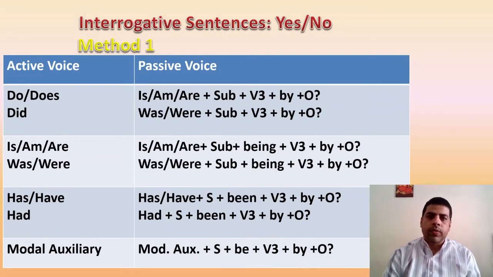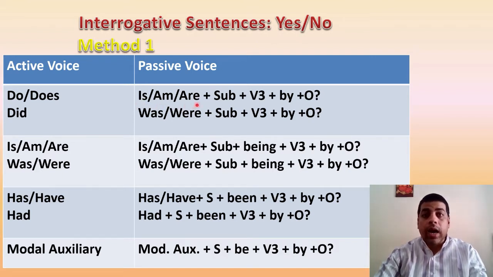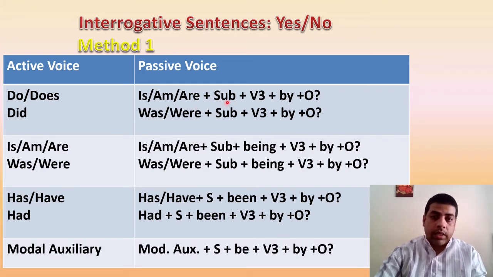Let's look at the table that is given to you. Our yes-no question in simple present or simple past begins with the do form. If it is simple present, the question begins normally with do or does. In that case, you have to choose any one of these: is, am, are, depending upon the object in your question, plus that object becomes the subject, plus V3, plus by, plus object. If it is the past, only is, am, are gets converted to was or were.